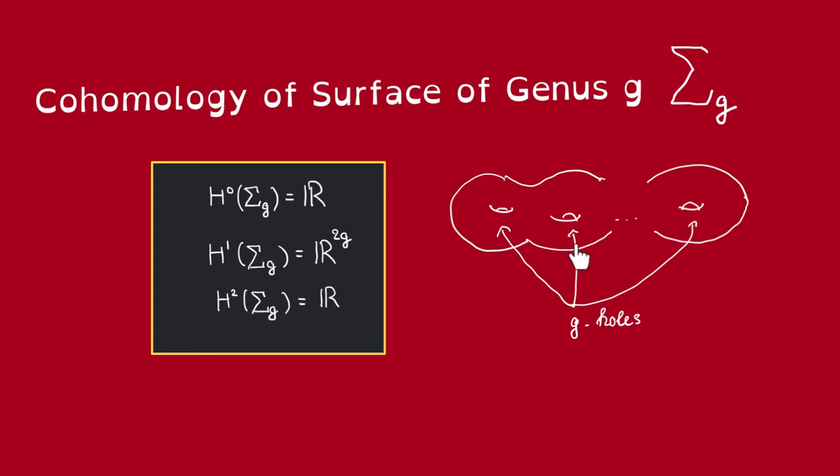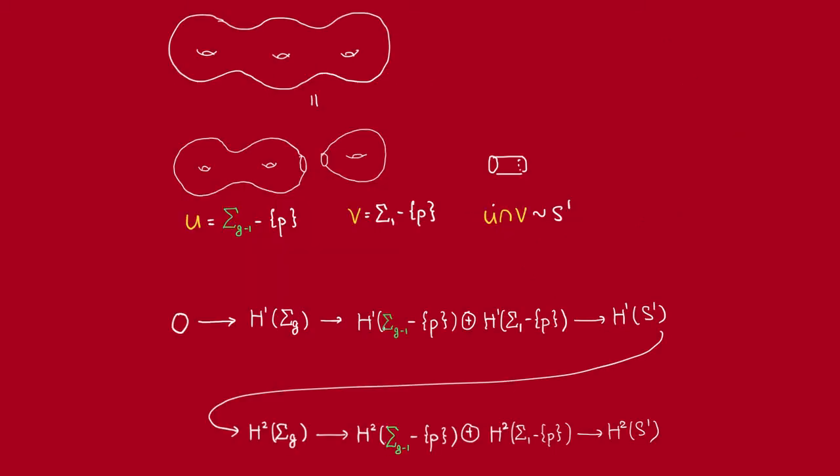Since the G-hole torus is connected, we immediately have that H0 must be isomorphic to R. So that's done. And what remains is to calculate H1 and H2. Our strategy is going to be to use induction via the Mayer-Vietoris sequence. So we will take the following covering of our surface.